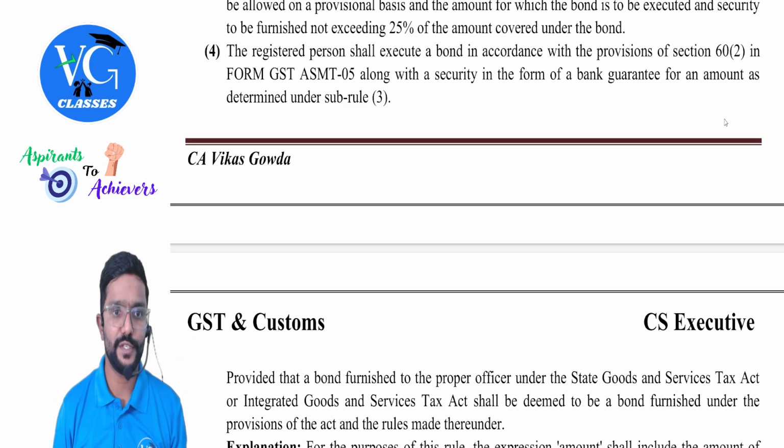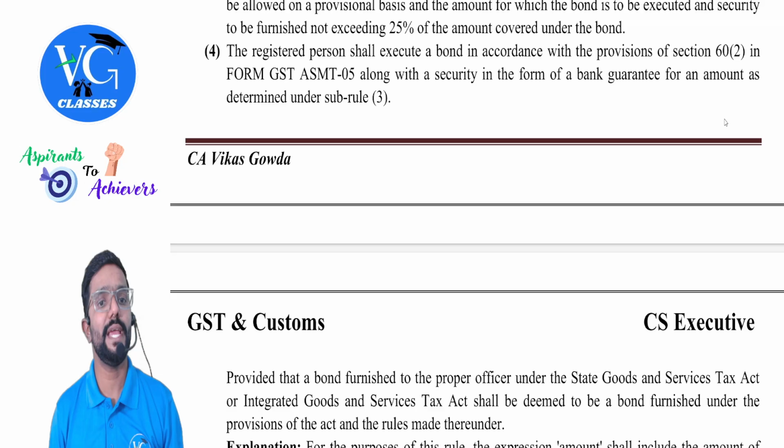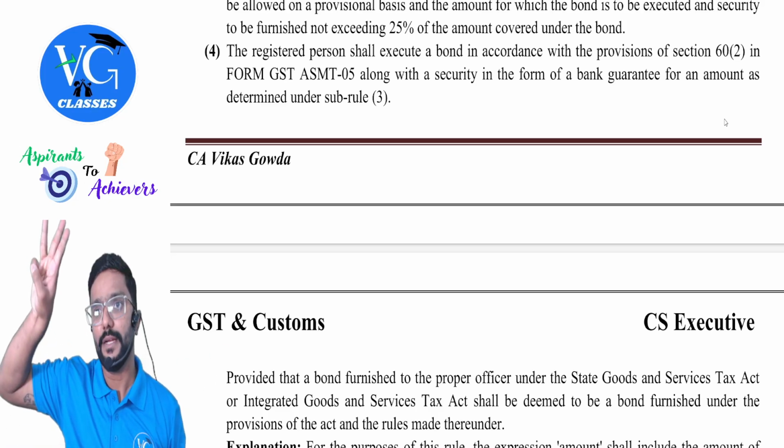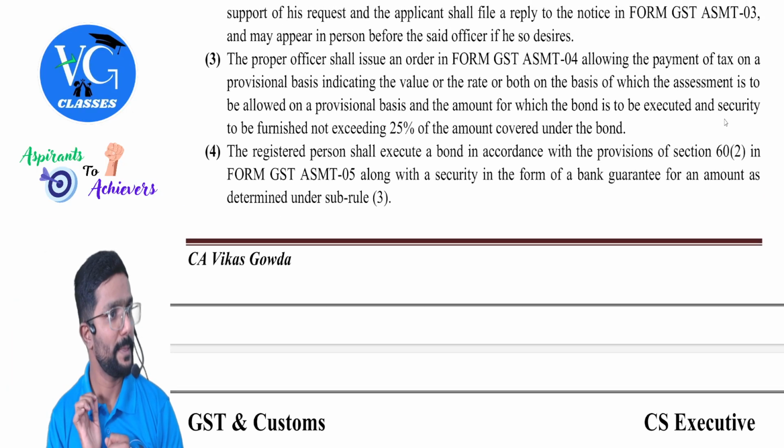Who? Proper officer. The registered person shall execute a bond in accordance with the provisions of section 60 subsection 2 in form GST ASMT 05 along with a surety or security in the form of bank guarantee for an amount as determined under rule 3. Assume, guys, they have asked for a bond of 3 lakh. Security should be how much? For a maximum 25% of 3 lakh.